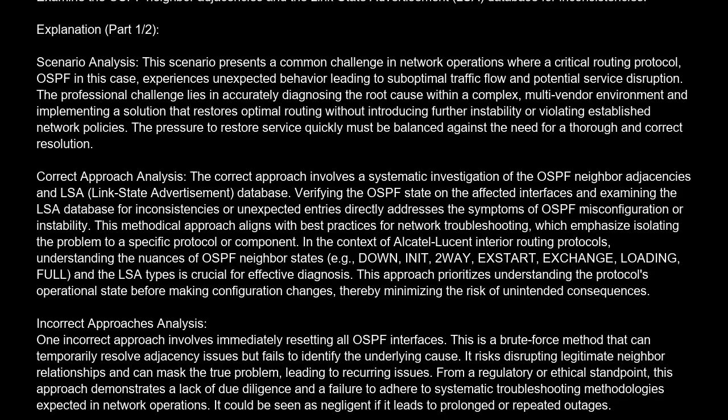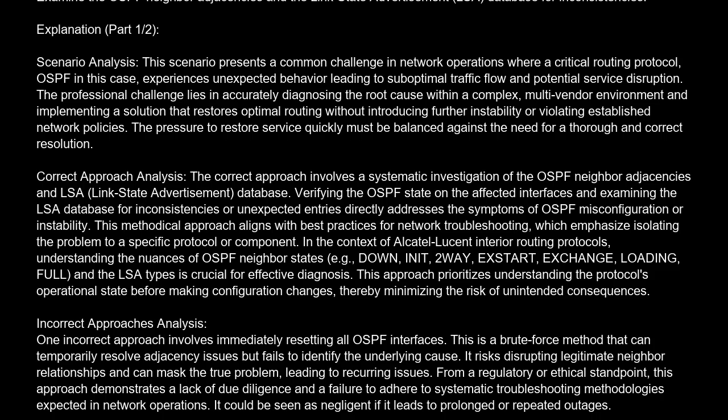Correct answer is C. Examine the OSPF neighbor adjacencies and the link state advertisement (LSA) database for inconsistencies. Explanation. Scenario analysis. This scenario presents a common challenge in network operations where a critical routing protocol, OSPF in this case, experiences unexpected behavior leading to suboptimal traffic flow and potential service disruption.